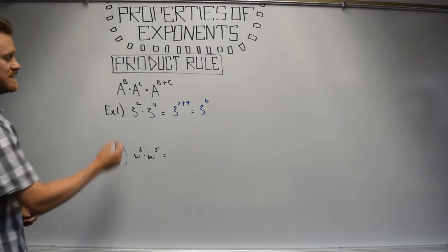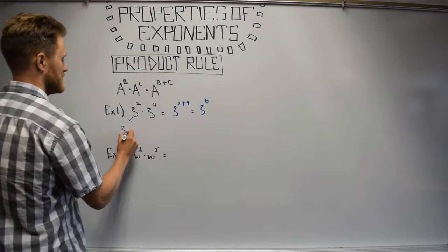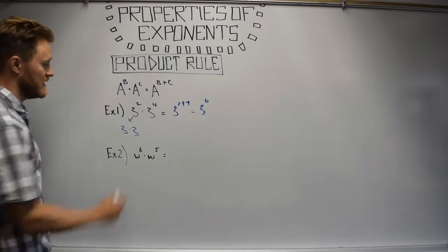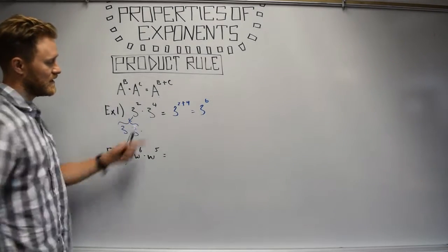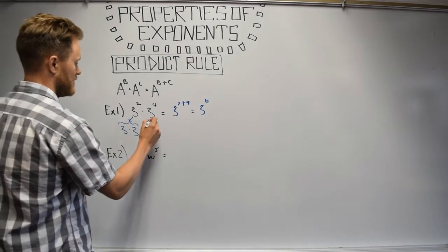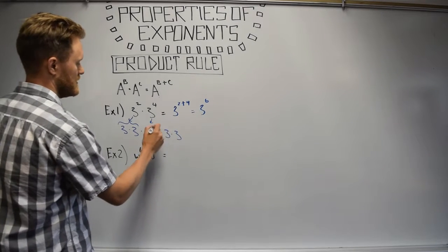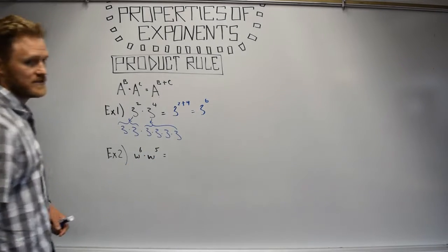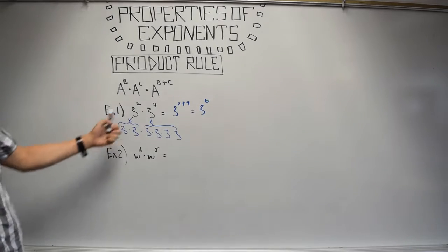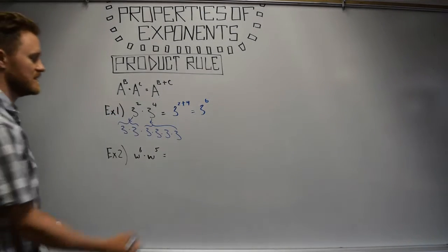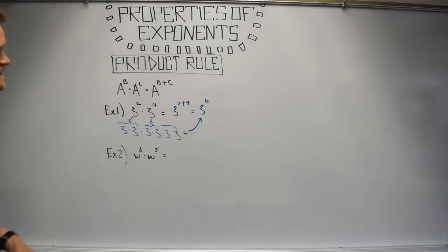Now let's think about this. Let's try and justify this. 3 squared means the same thing as 3 times 3. Right? So 3 squared, we can think of it as 3 times 3. 3 to the 4th, we can think of as 3 times 3 times 3 times 3. So if you count how many 3's we have, 6, which is just the addition of these two exponents. So this becomes the same thing as 3 to the 6th.